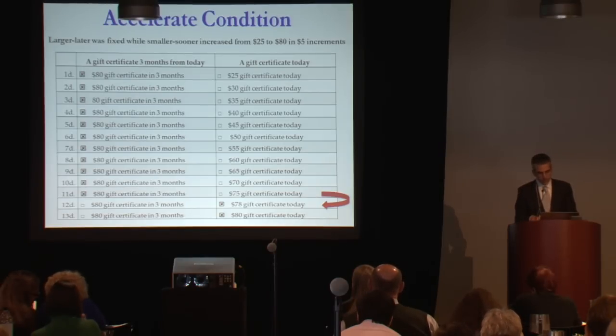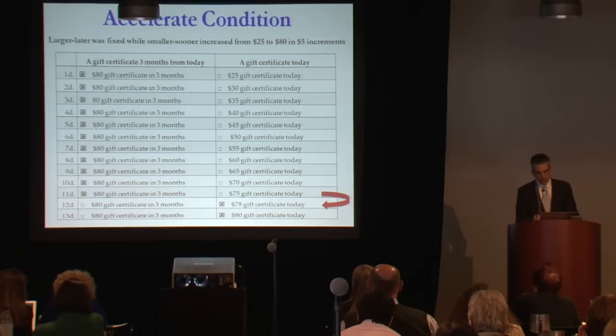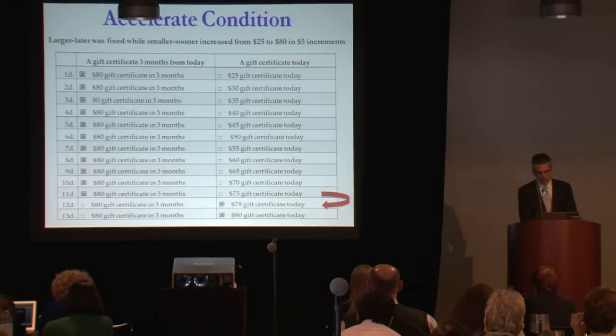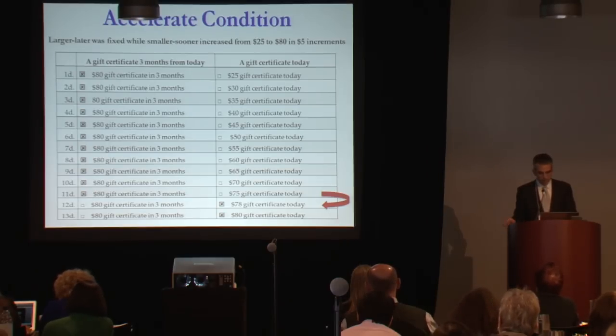Here, this is a person who makes the switch towards the bottom of the questionnaire, indicating that even though the amount offered in 3 months is only $2 more than what they would get today, they're still willing to make that switch.